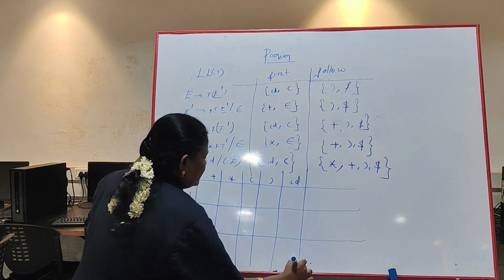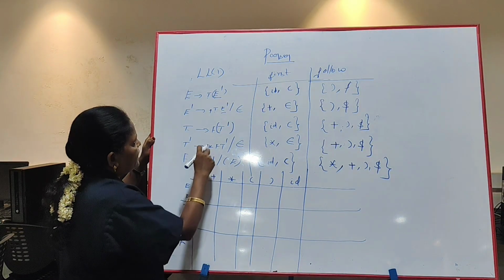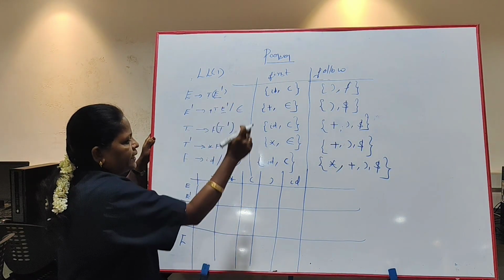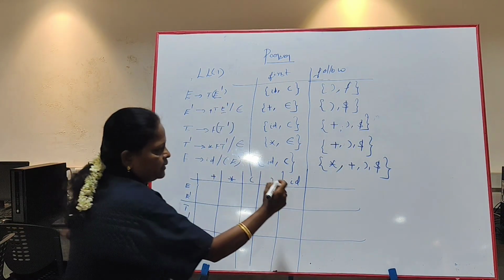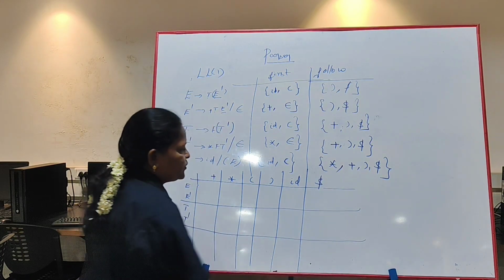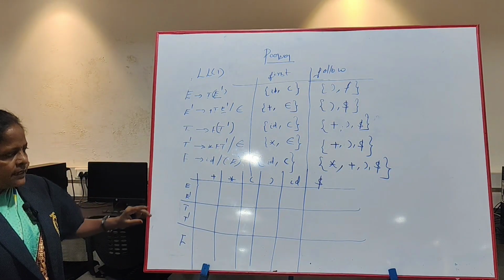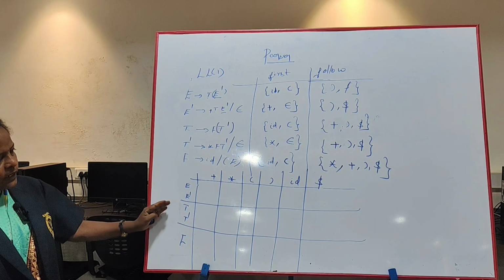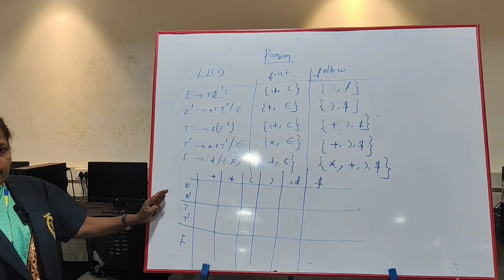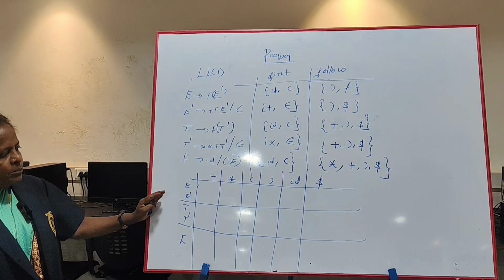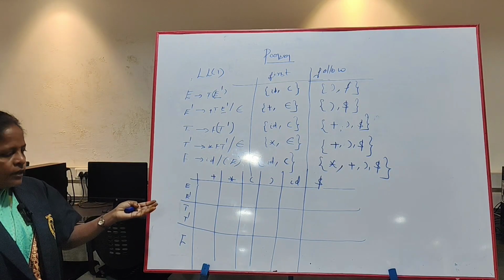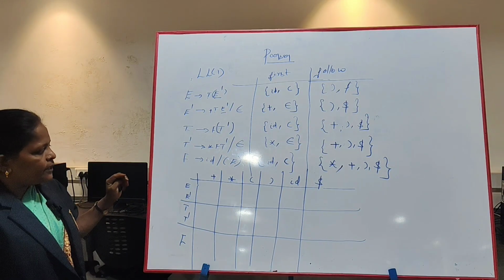Yes, ID. Then what? Star is there, plus also there. So then every input ends with dollar, so you should use dollar also, right? This is the LL1 predictive parsing table, right? So after constructing this only, we can identify whether it is a valid LL1 grammar or not, because we can parse the input or not. Based on this only, we can conclude it.